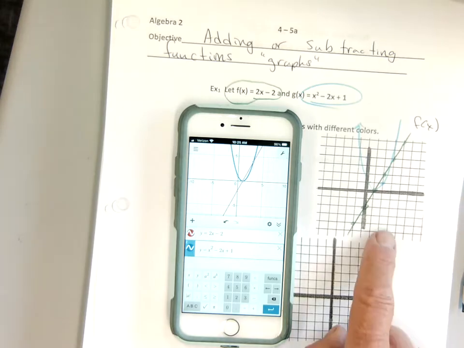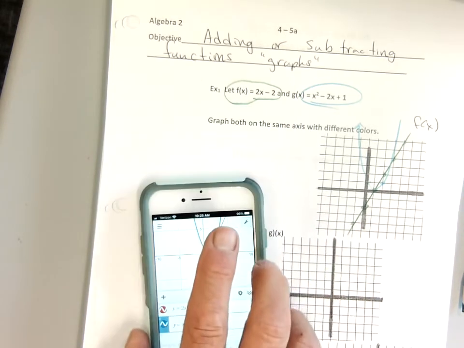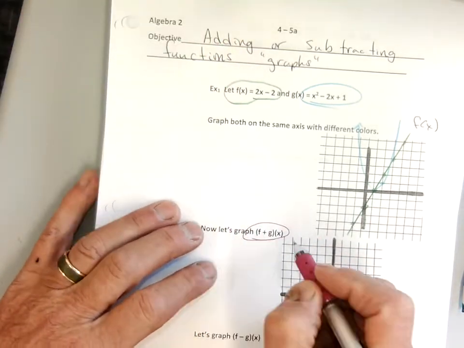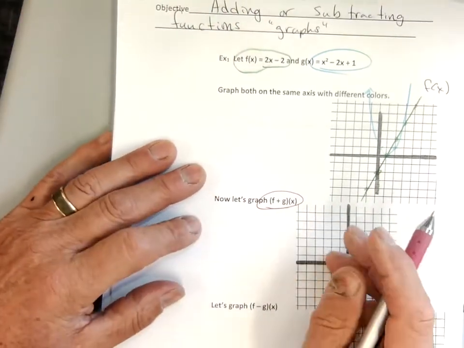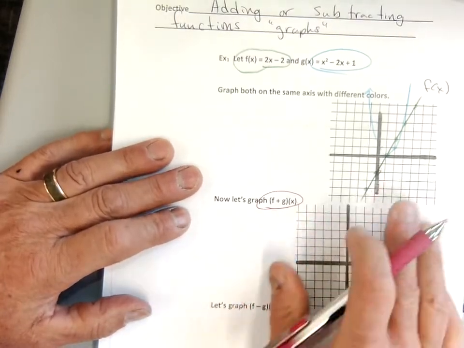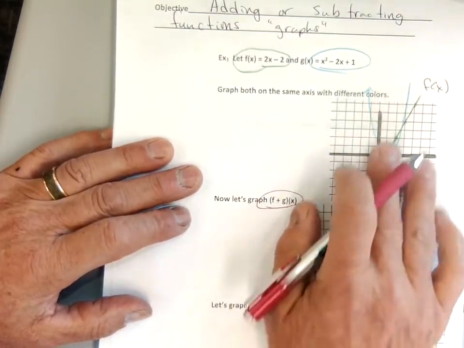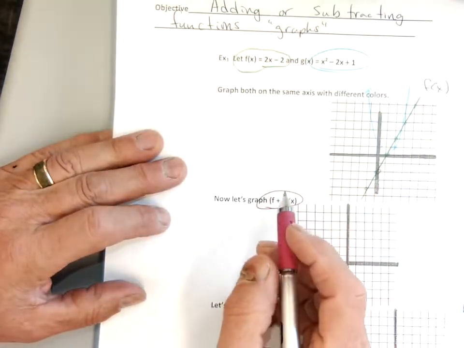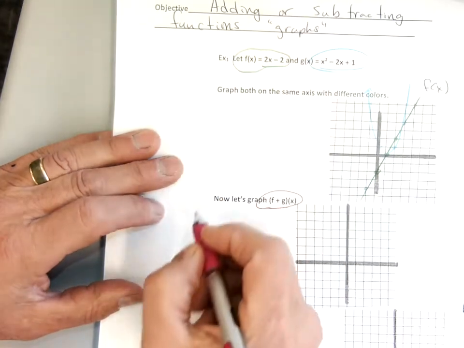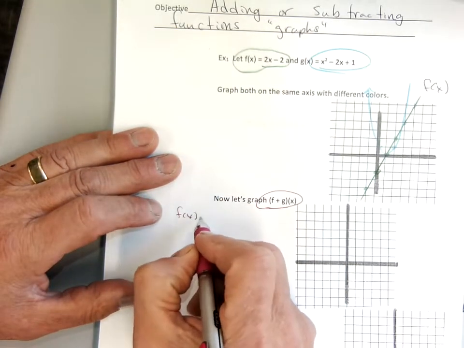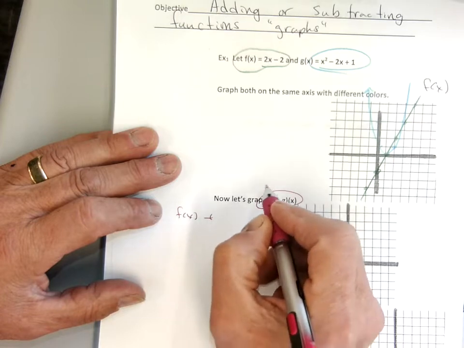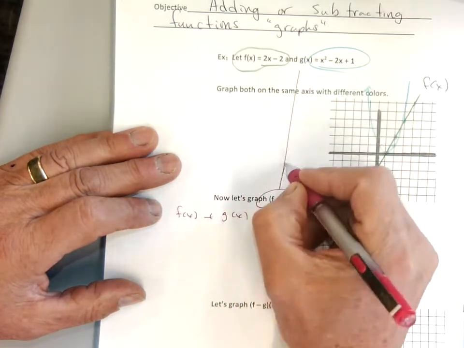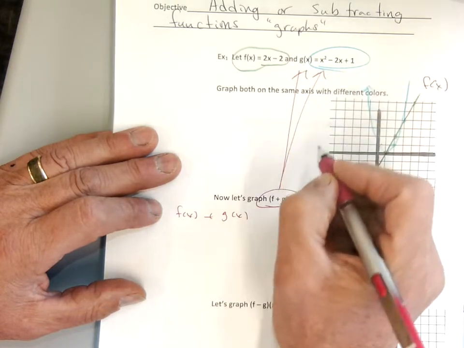Now if I want to add these two graphs, that's the next piece. It says let's graph f plus g. That's a fancy word for saying add the graphs and see what happens. Well, what happens is the heights are going to be higher. What does it look like? Well, the easiest way is let's just first take our f of x and add it to our g of x. I'm going to take my f of x and add it to my g of x.